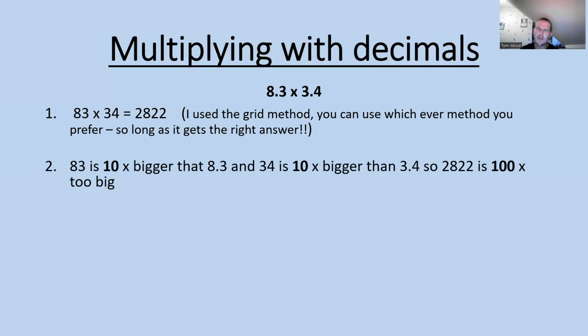Technically, what we've done, mathematically speaking, 83 is 10 times bigger than 8.3. So our answer is 10 times too big. 3.4 is 10 times smaller than 34, which we used in our sum. So again, that is 10 times smaller. Overall, we need to make our answer 10 times smaller and 10 times smaller. So in total, 100 times smaller because our answer is 100 times too big. So all I'm going to do then is 2822 divided by 100, and that will give me my answer here.